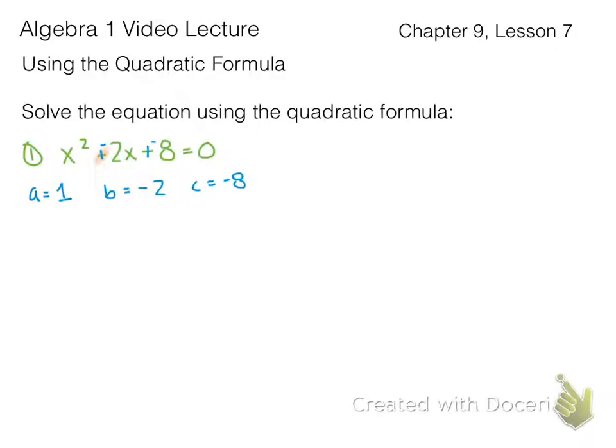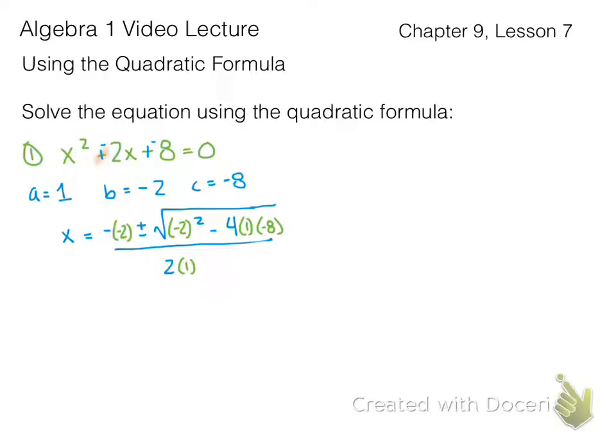Now I'm ready to plug this into my quadratic formula, which was -b plus or minus the square root of b squared minus 4ac, all over 2a. Like so. I'm going to replace each thing. B gets replaced with -2, A gets replaced with 1, and C gets replaced with -8, and then it's basically the order of operations.